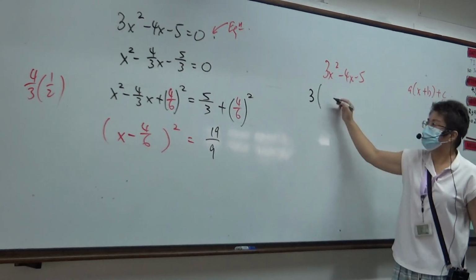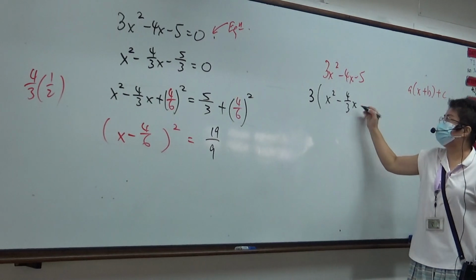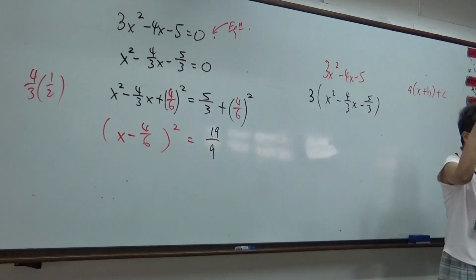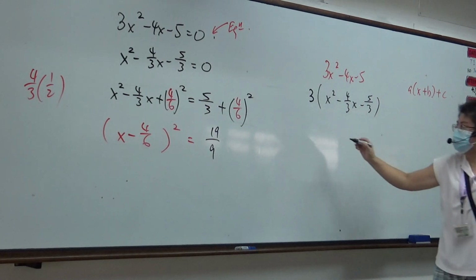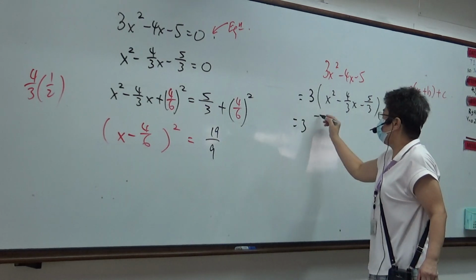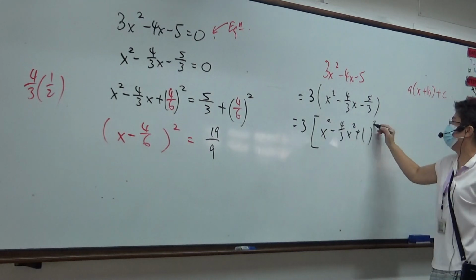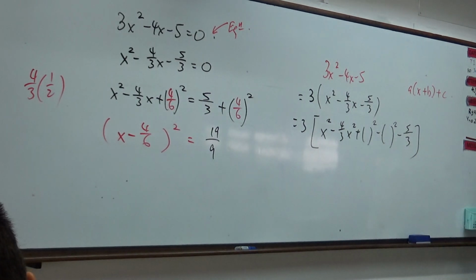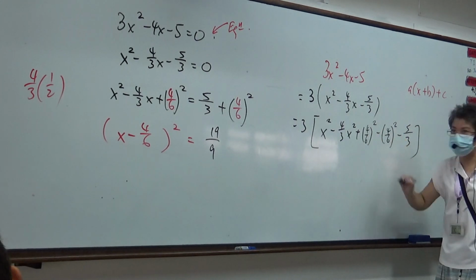Plus x squared minus 4 over 3x, right? Minus 5 over 3. You see? Inside the bracket is already coefficient 1. Can see it? Now, of course, 3 remains. X squared minus this plus something squared minus something squared. Again, I'm maintaining the whole thing, am I right? Okay, this one is still 4 over 6. Do you agree?